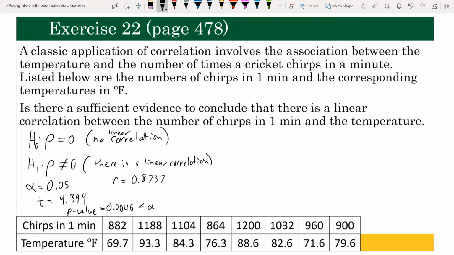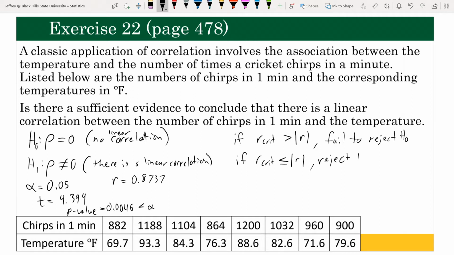Now for the critical value, we could technically do this in one of two ways. We can either compare the t values using the degrees of freedom of n minus 2, or what we'll actually do instead is to use the new table where we compare our r value with our critical value. And the idea is that if our r critical value is greater than the absolute value of r, because again, r could be positive or negative, then we would fail to reject the null hypothesis. If our crit is less than or equal to the absolute value of r, we would reject the null hypothesis in favor of the alternative.